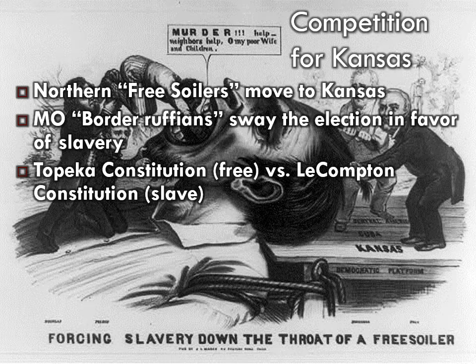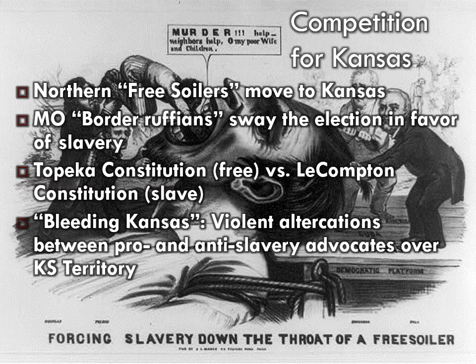And so now this entire state is in limbo. They have not officially been admitted into the Union because Congress doesn't know whether they're free or slave. And it leads to actual violence between the two sides, and it gave the territory the nickname of Bleeding Kansas. These were violent altercations between pro- and anti-slavery advocates over the Kansas territory, and some of these were incredibly brutal and incredibly violent, which I'll talk a lot more about in just a little bit.